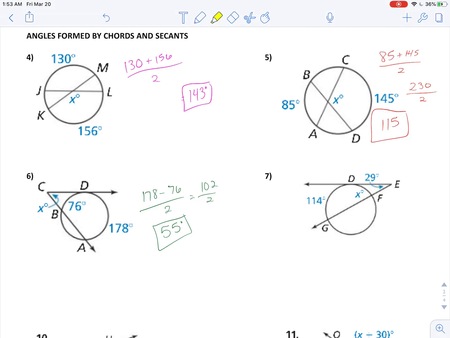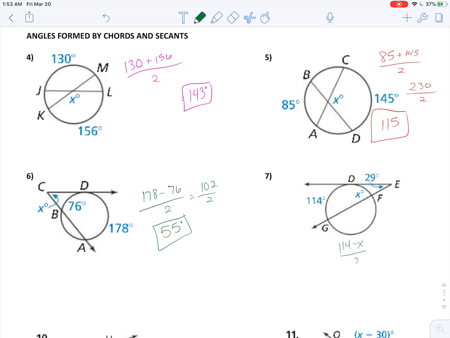So why don't you set up 7 the same way? And you know what? When you set that up, why don't you multiply by 2 first? Get rid of that fraction. So there's a hint for you. Pause the video, set it up, try to solve for X.